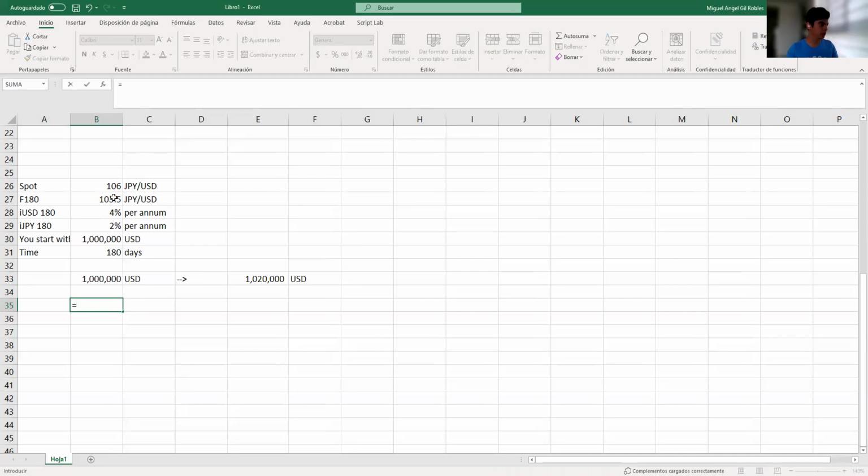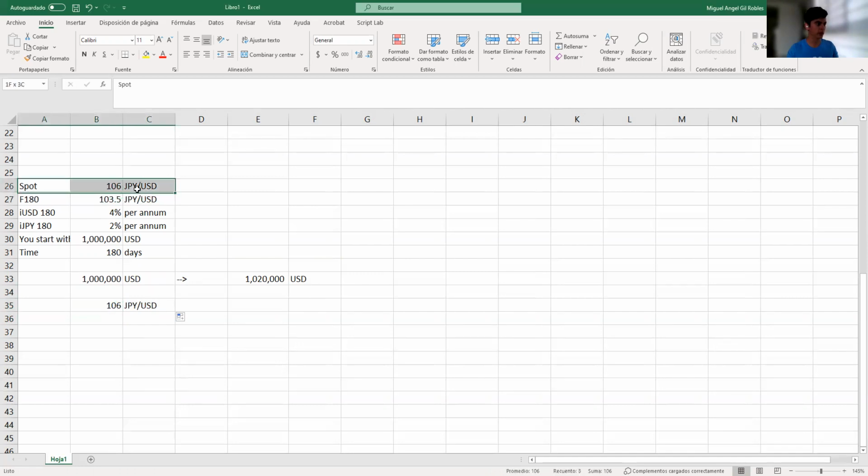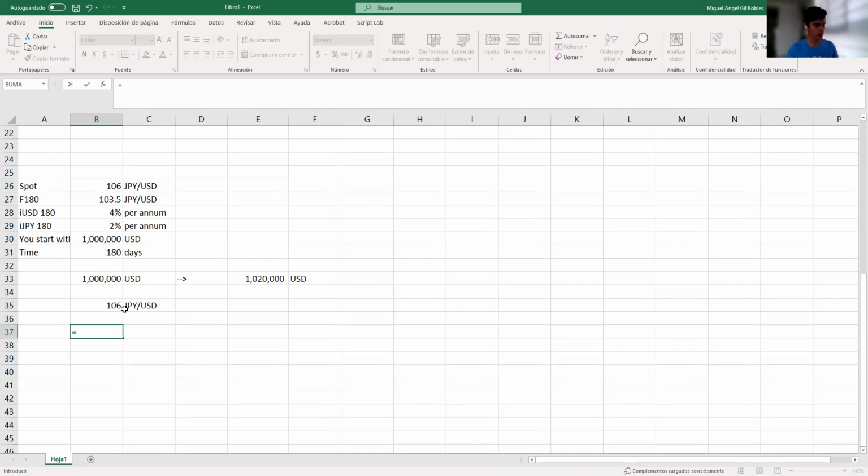And to do that, you will need to use the spot. And why spot? Why not forward? Well, because you use spot in the present. The spot is the exchange rate that you use in the present. And to convert from dollars to yen, what do you need to do? Dollars on top, dollars at the bottom, that means you need to multiply.